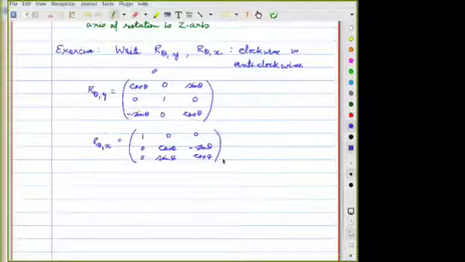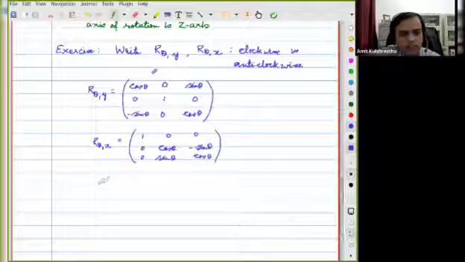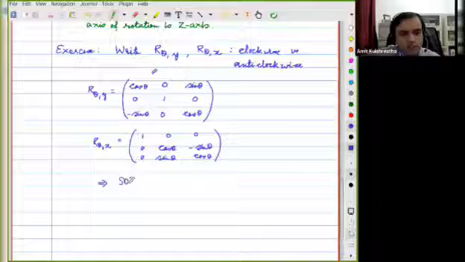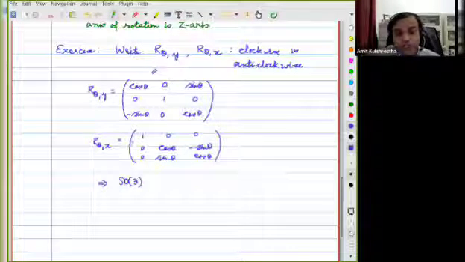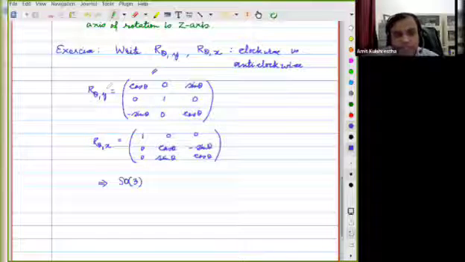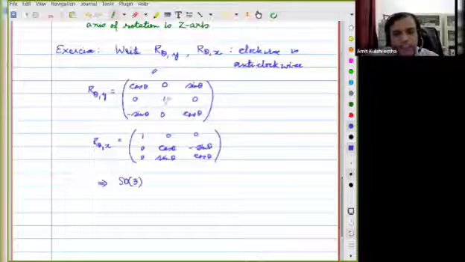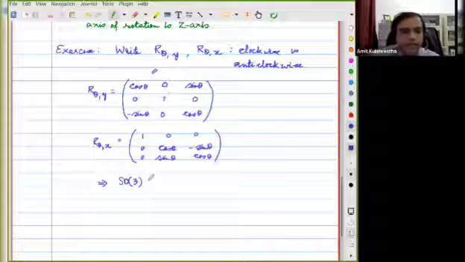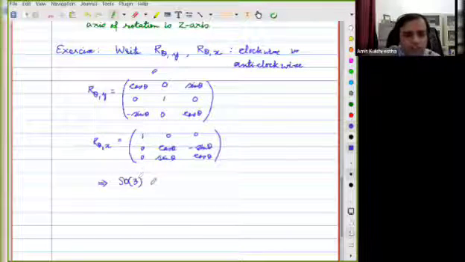Okay. And using this, you should be able to conclude that SO3 contains all these matrices. So in fact, it will be a good idea to check that these are in SO3. That means these matrices satisfy A transpose A is identity and determinant is 1, right? And from all this, you conclude that SO3 is non-commutative.